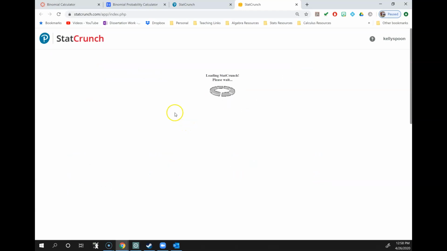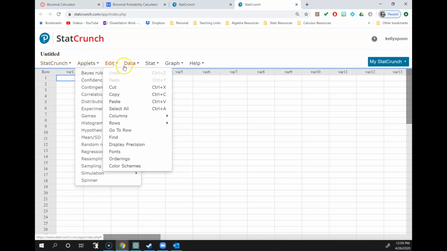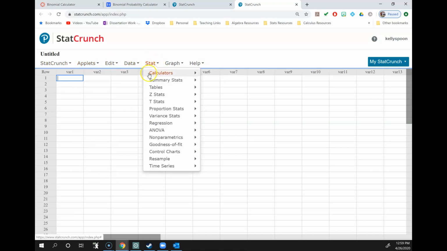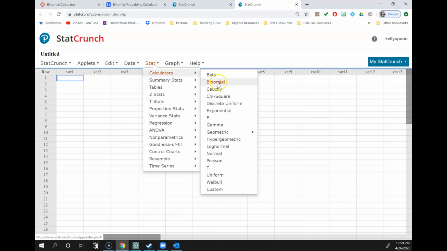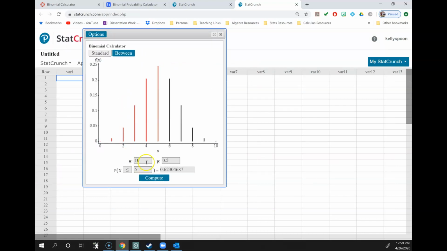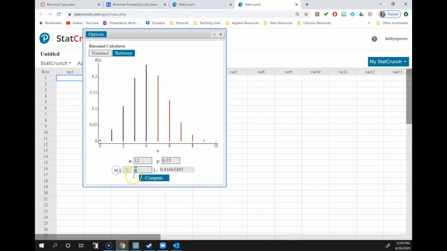The downside of StatCrunch is that it requires you to log in, which sometimes, if the password gets messed up or enough people try to log in with the wrong password, can be a problem. So we want to do a binomial calculation. We go to Stat, Calculator, and choose binomial. And we need to do exactly what we did in the last calculator. We need to tell it what our n was, what our p was, and then choose our direction and what our cutoff was.